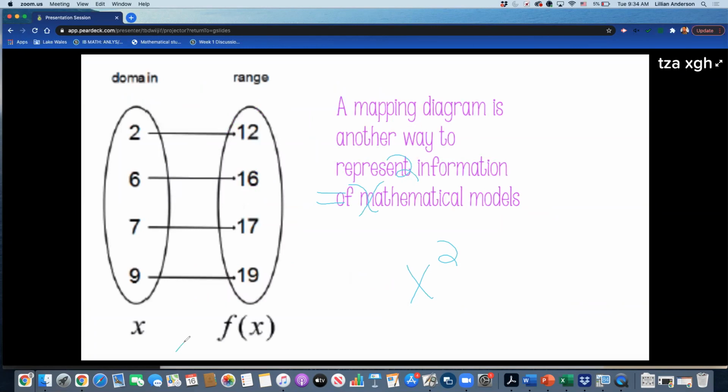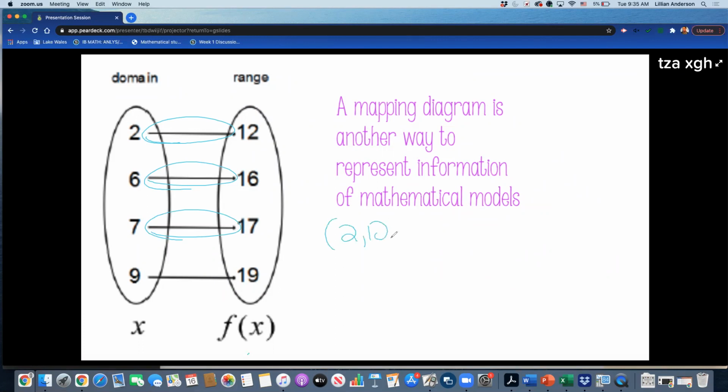A mapping diagram is another way that they could represent a function. It's definitely used to represent all types of different mathematical models: linear, quadratic, exponential, sinusoidal. The first bubble represents your x values or your domain. The second bubble represents your range values or your y's. The one thing that you need to be very careful of with the mapping diagram is that wherever the arrows are, that's indicative of the points that are on this particular function.